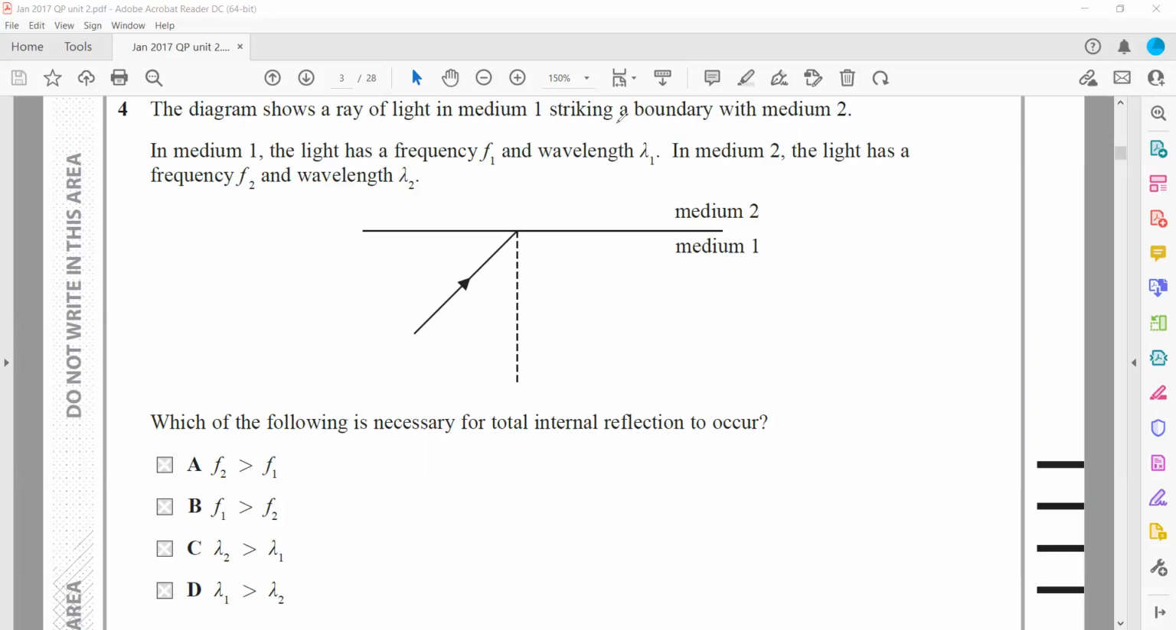Look, whenever light travels from rarer to denser or denser to rarer, the frequency of the light does not change at all. Like the frequency here, the same frequency should be here. But what about the second part? In total internal reflection, the light should travel from a denser to a rarer medium. So this should be the denser one.